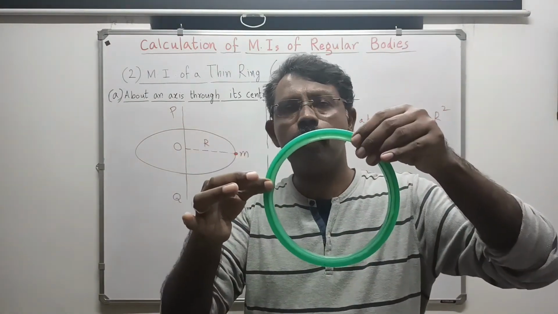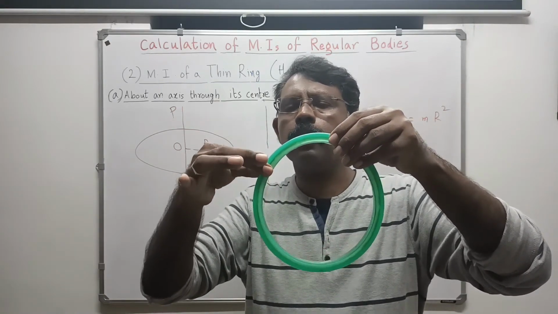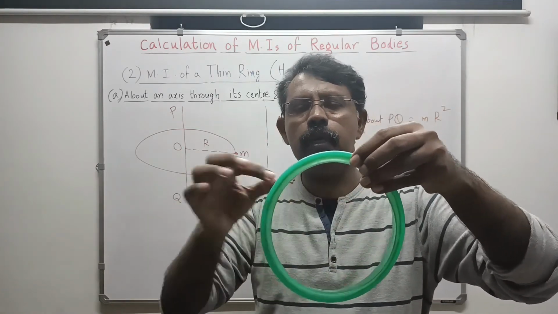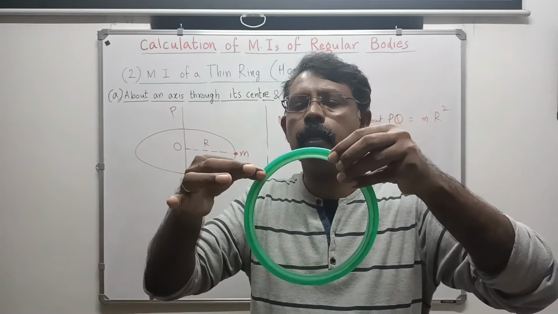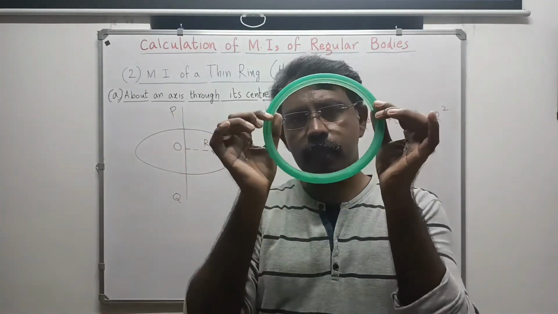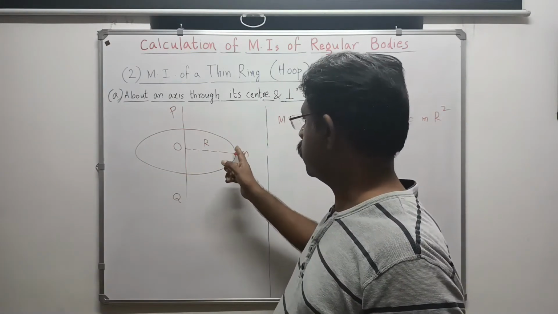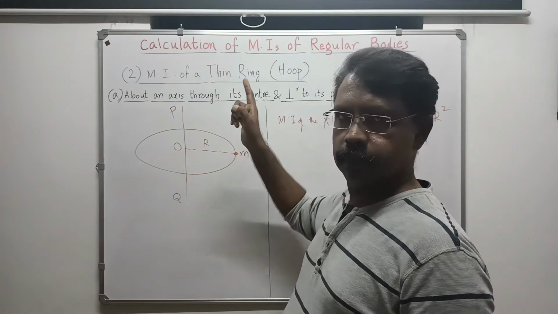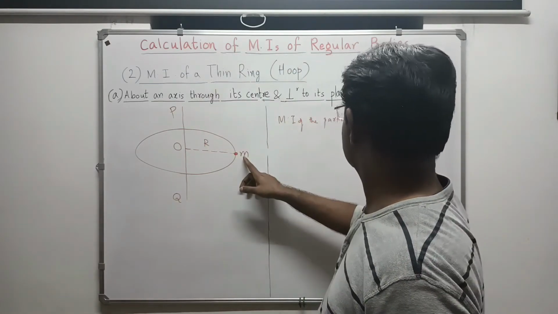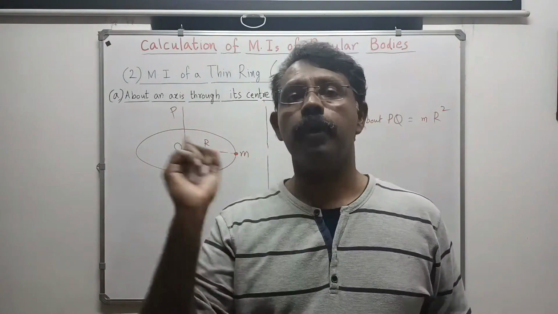Now we have considered only one element here. How many such elements will there be? We can say that there are such elements throughout this ring. If I repeat this small element like that, I will get the entire ring. So I can say that this ring is made up of all such elements from here to here. Then if I have got the moment of inertia of this particle about this axis, how will I get the moment of inertia of the whole ring?